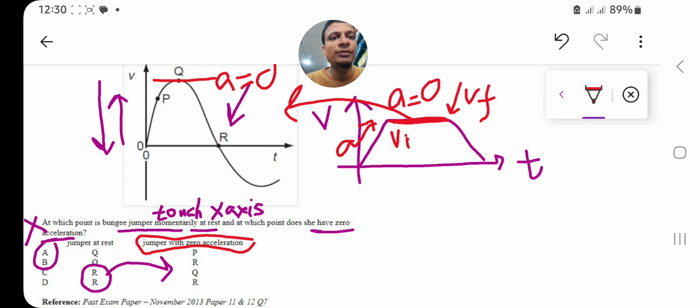So at point Q the jumper's acceleration is zero. It means that option C is correct. Hope you are getting my explanation.